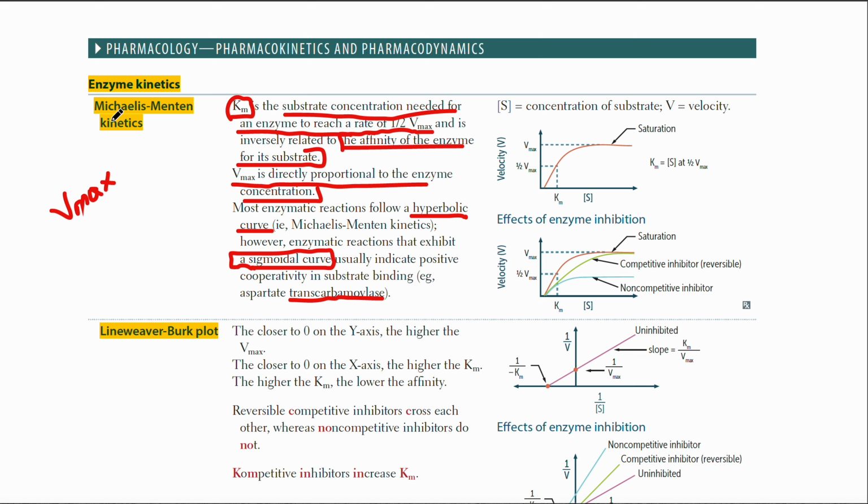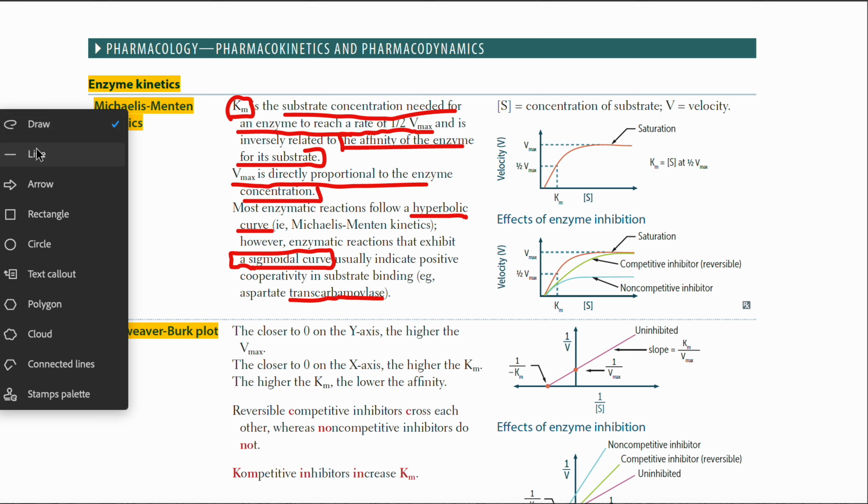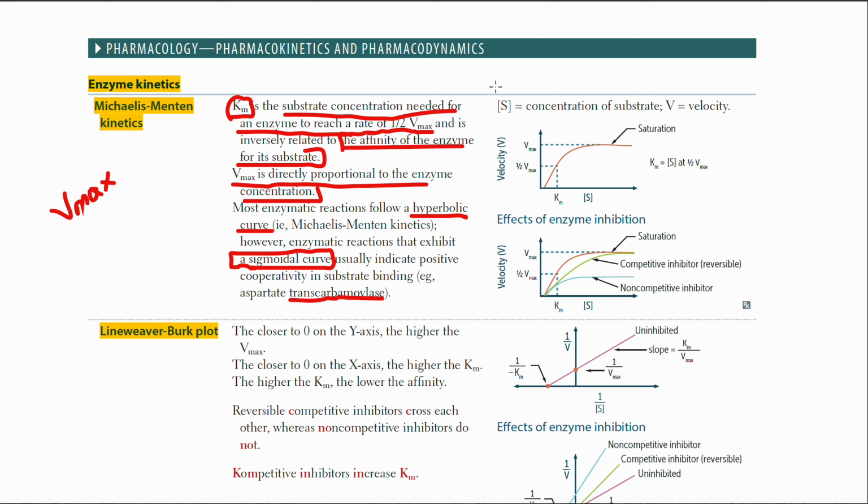So let's just talk about these curves here. This is very important for us to understand. S is the symbol for concentration of substrate, and V is for the reaction velocity, right? You can see here, Vmax is the maximum reaction velocity, so that is the saturation point, and half of Vmax is the point where the substrate concentration is needed to reach that state. So this is the Km.